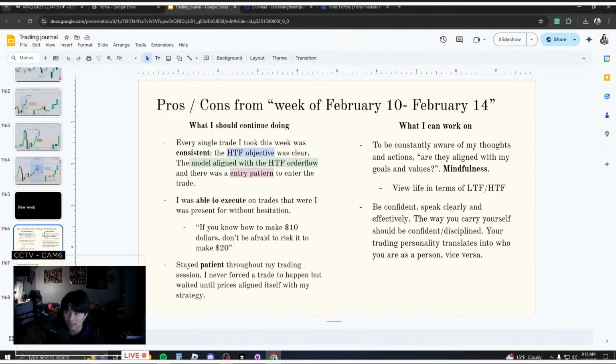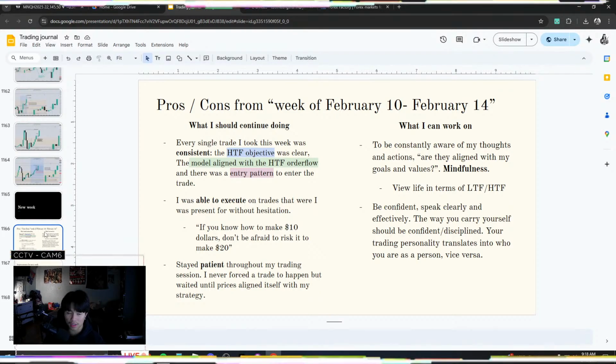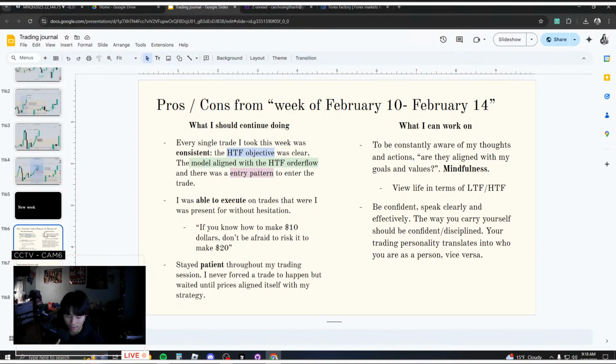Those three components are a necessity in my strategy. I should be able to identify that every single time I take a trade, and it makes it so the approach that I have is consistent, right? If someone were to ask me, hey dude, why did you take this trade here? Well, I'm going to tell them my higher time frame objective, I'm going to tell them my model, and I'm going to tell them how I'm able to enter it, which is my entry pattern, right? And I should always be able to execute whenever my strategy is present.